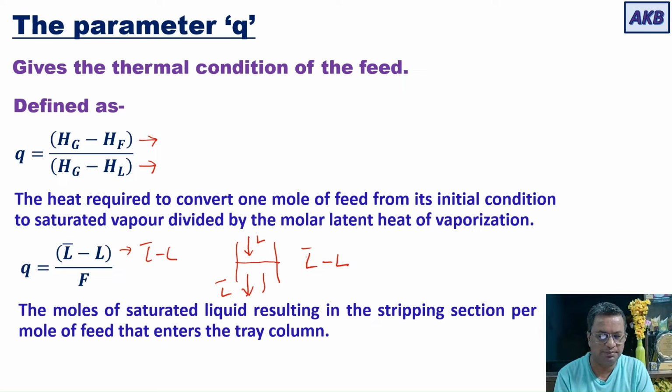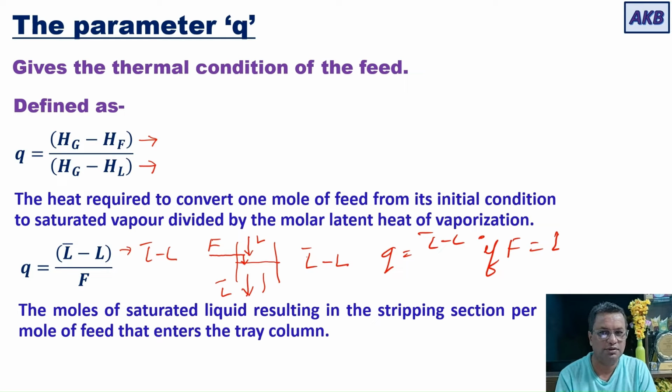the saturated liquid that will be resulting in the stripping section when feed is added to the column. So that's why you can also define Q in this way: the moles of saturated liquid resulting in the stripping section per mole of feed that enters the column. So as per this equation, Q will be equal to L bar minus L if F is equal to 1. So if F is 1 mole, then Q will be L bar minus L.